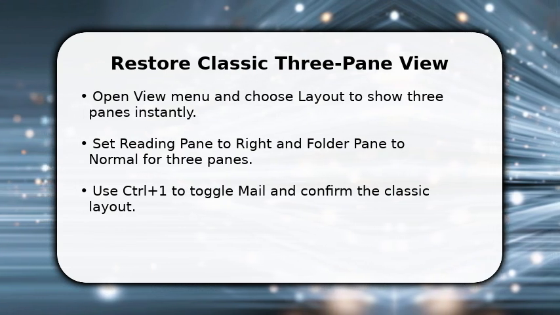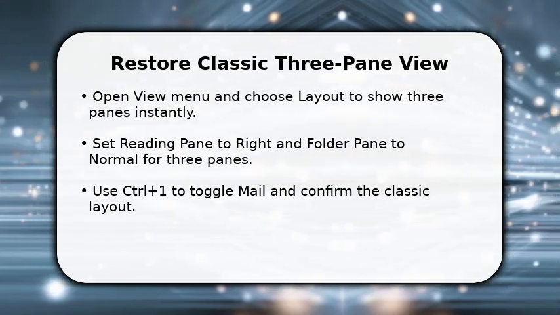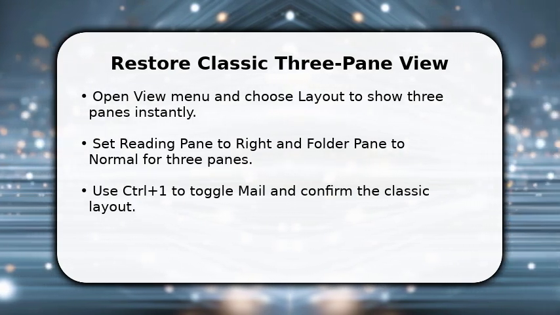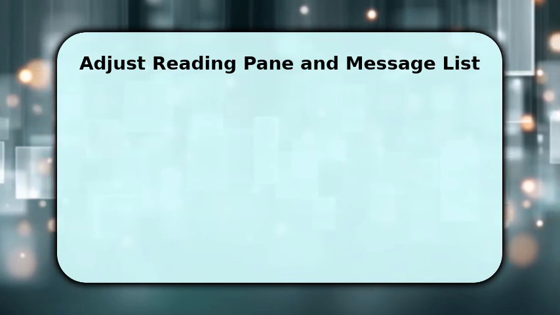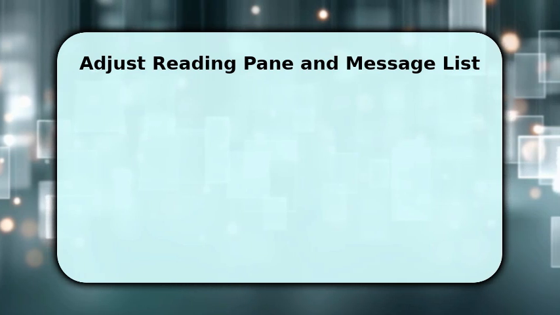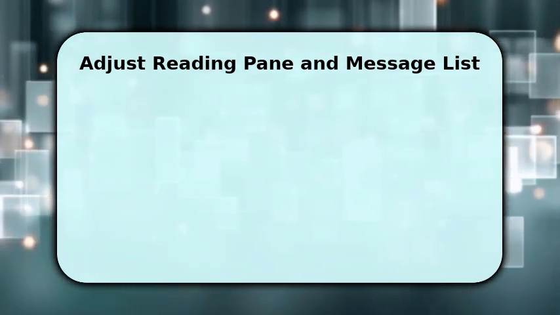Use Ctrl+1 to switch to Mail View if you are in Calendar or People. These steps restore the classic three-pane view for efficient email scanning. Click the divider between the message list and reading pane and drag it to set width to approximately 50% of the window. This gives balanced space for subject lines and message text.